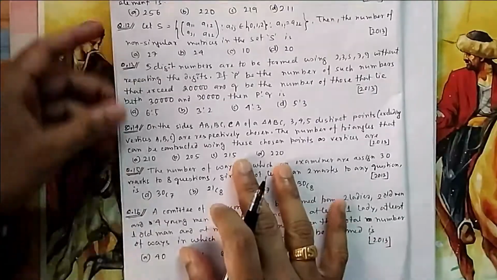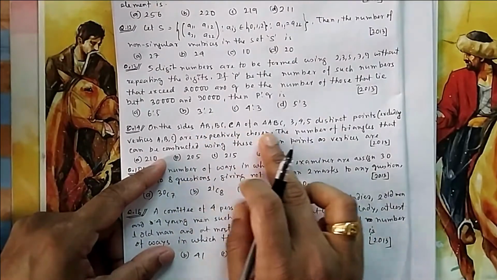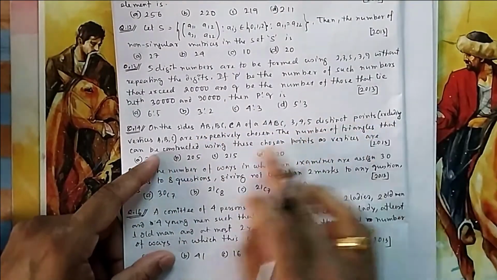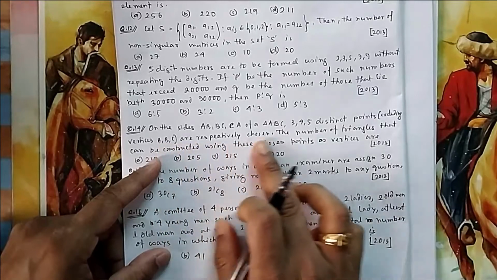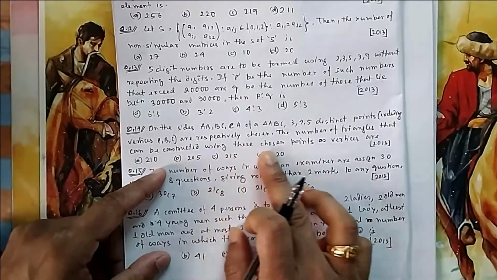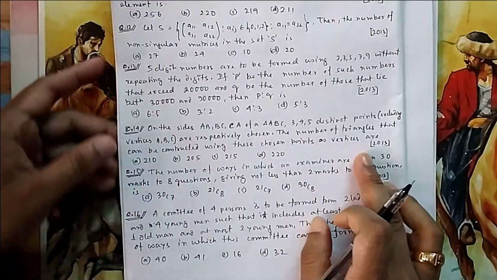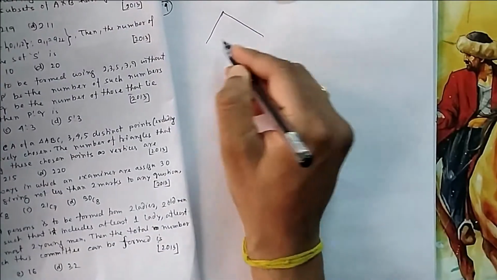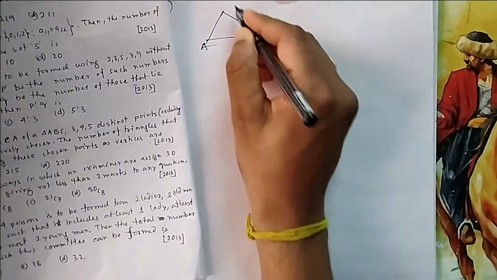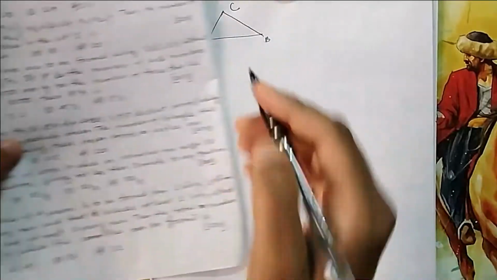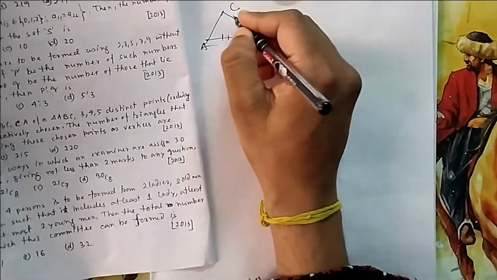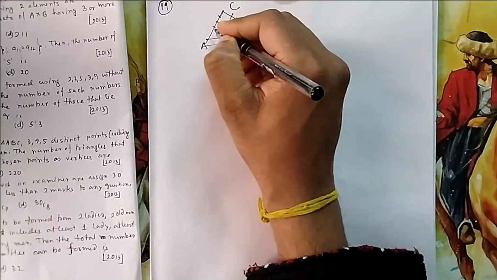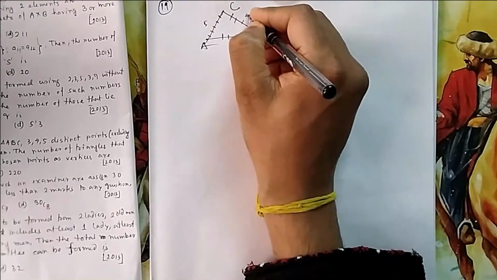Now if you come to question number 14: on the sides AB, BC, CA of triangle ABC, 3, 4, 5 distinct points excluding the vertices are respectively chosen. The number of triangles that can be constructed using these chosen points as vertices are? So there are 3 sides of the triangle ABC. From AB it is 3 different points, for BC it is 4 different points, from CA, 1, 2, 3, 4, 5, 5 different points are chosen.